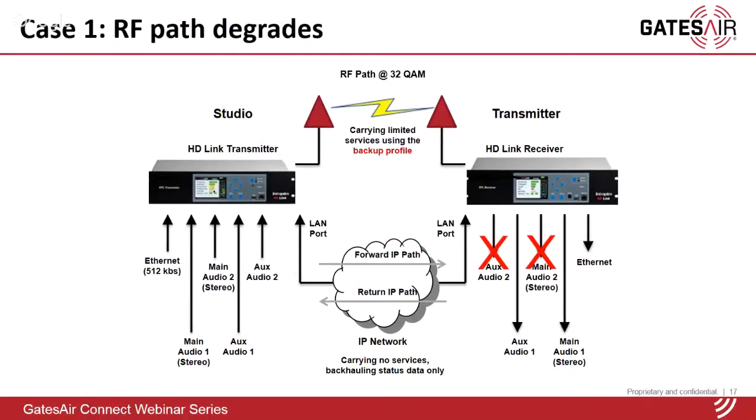When the RF path degrades, based on the signal to noise ratio value, the backup service profile is switched in at the transmitter end, which shuts off the main channel 2 here, as you can see, and also shuts off the auxiliary channel 2. This in turn reduces the user data rate requirement, and also reduces your QAM level down to 32, which means that you reduce your signal to noise ratio threshold by almost 10 dB.